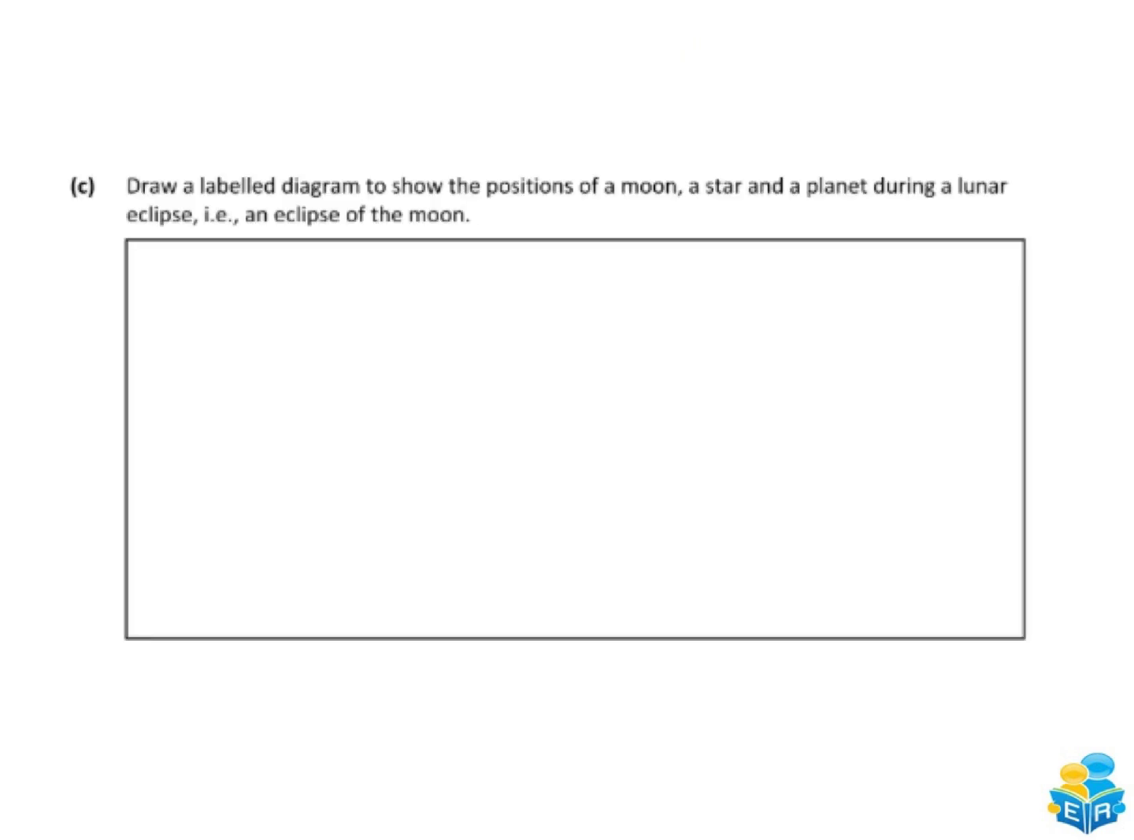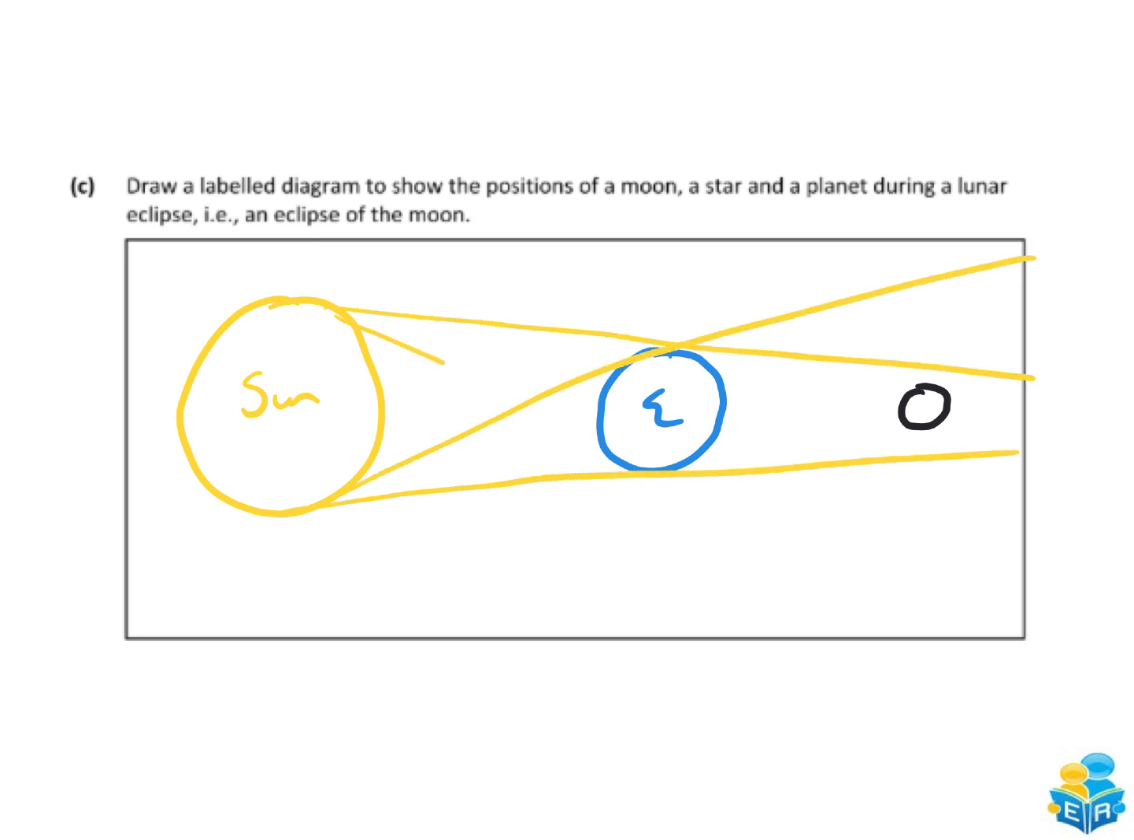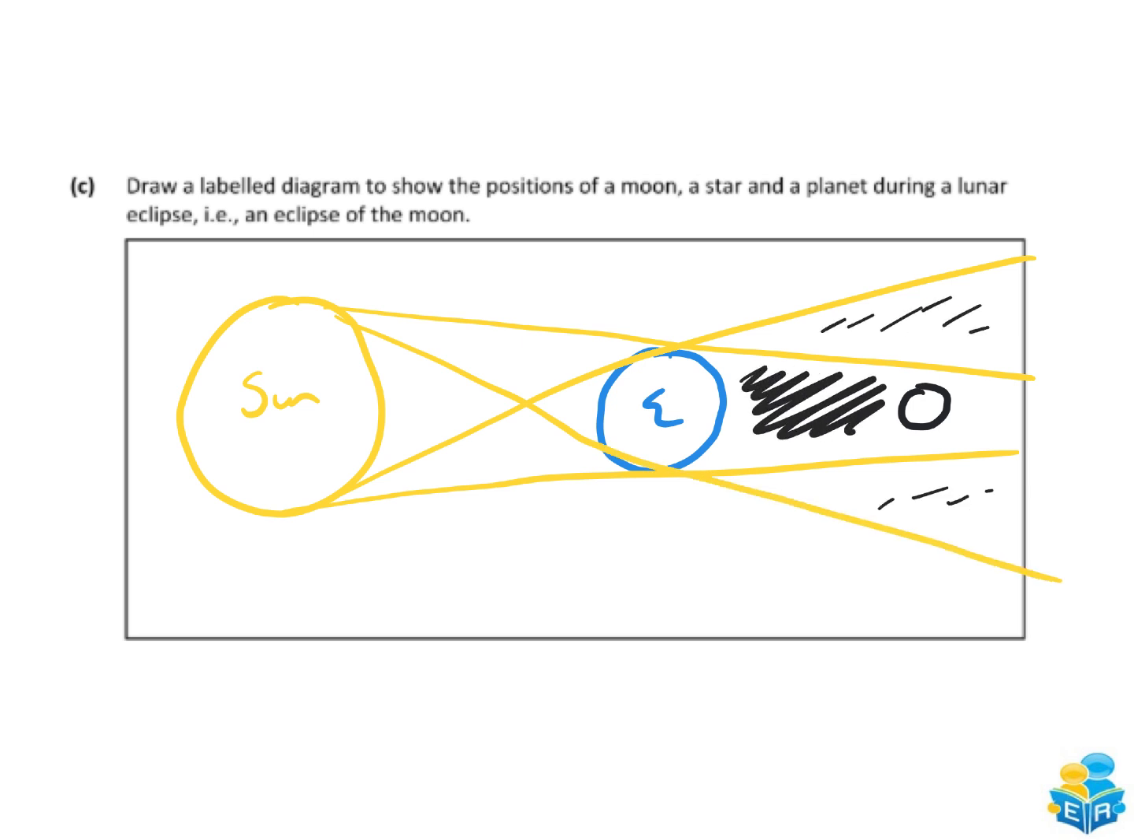Draw a labelled diagram to show the positions of a moon, a star and a planet during a lunar eclipse, so an eclipse of the moon. So this was one we saw earlier on. So there's your sun. We have our Earth. Our moon is going to be over here. Doesn't matter where the sunlight is trying to come from, it's going to be blocked off by the Earth. Okay, we'll have our umbra region in here. We'll have our penumbra region in here.